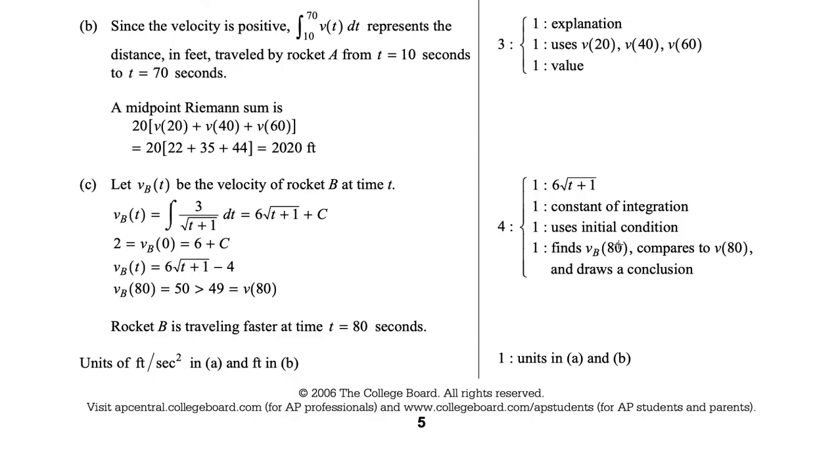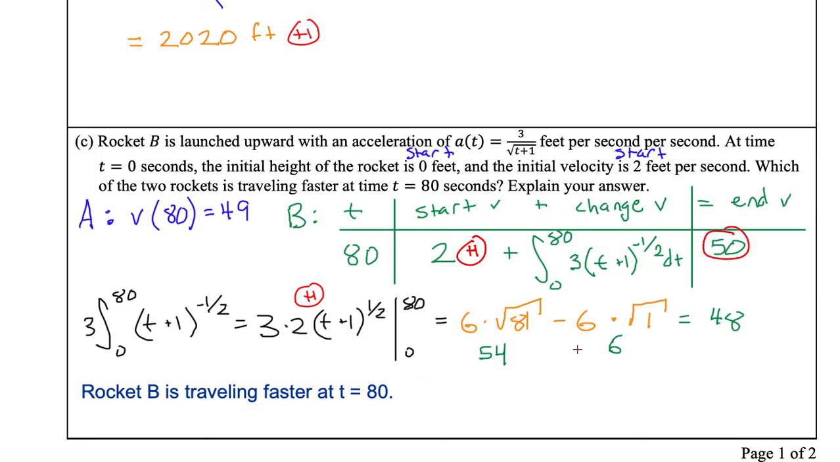And then finding that and comparing it and drawing a conclusion. So finding this 50, saying, hey, yes, 50 is bigger than 49, and therefore B is traveling faster. All of that together is +1.